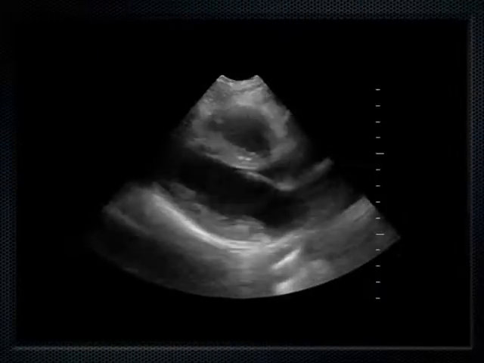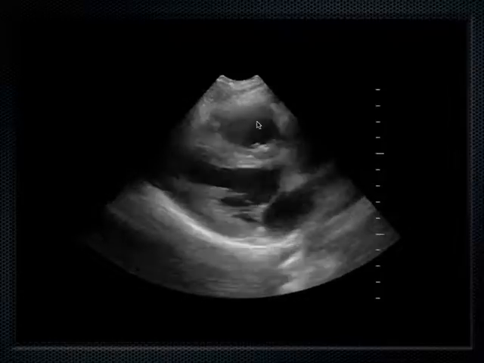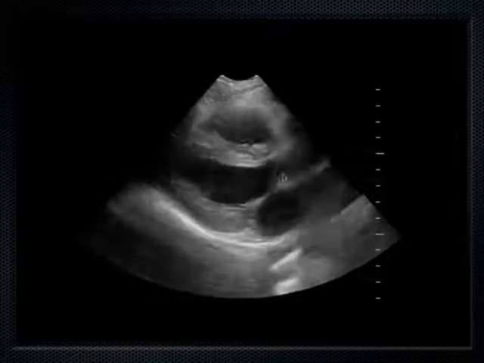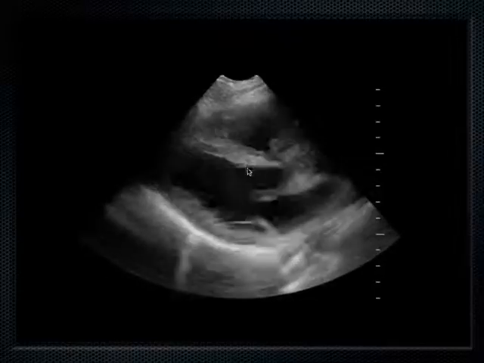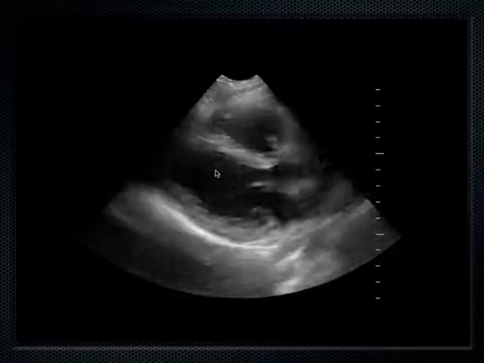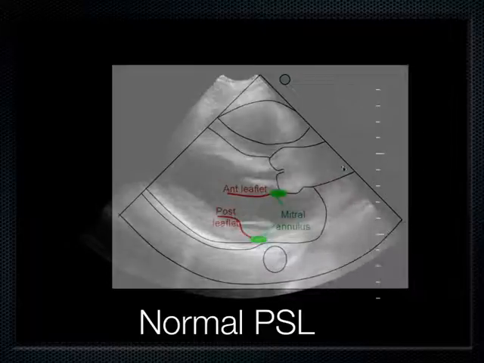And here's what it looks like when it's normal. We can see the left atrium, left ventricle, aortic outflow tract, right ventricle. This is the interventricular septum. This is the posterior wall, and that mitral valve comes up and nicely smacks into that septum. The interventricular septum and posterior wall are making meaningful motion towards one another, and that's what we like to see.